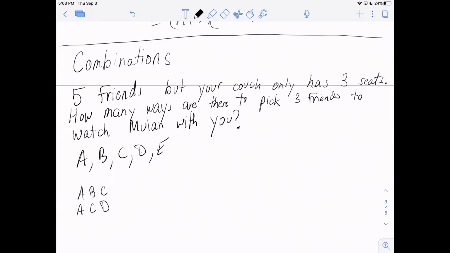So try listing them out. It's a good first approach. There's a few to list out. It's going to take a few minutes.